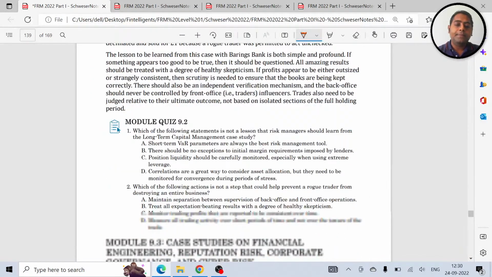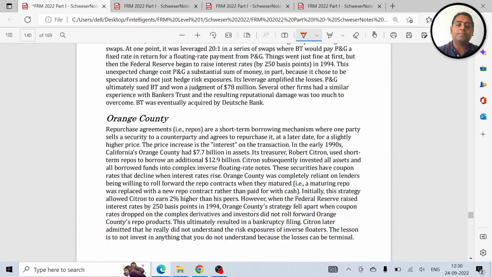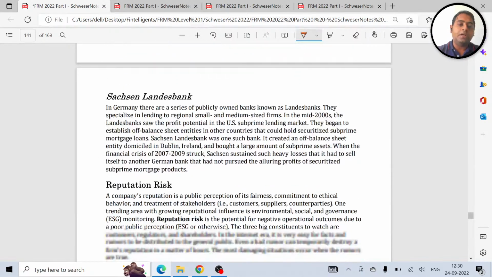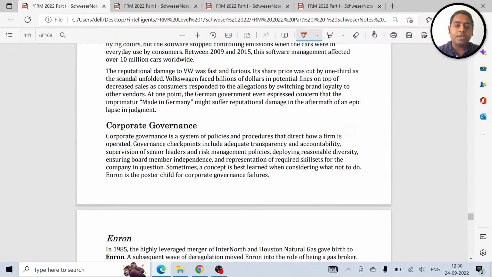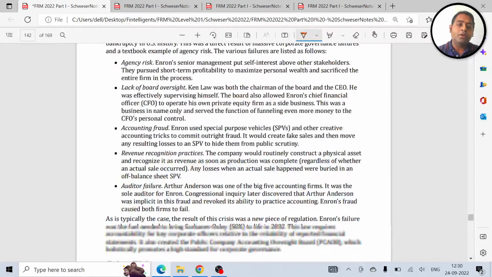Moving ahead, Bankers Trust is not so important. Orange County also: one or two students might get Orange County, but not everybody at an overall level. There is one more case, which is Enron, which can be important, but I'm not very sure on Enron.